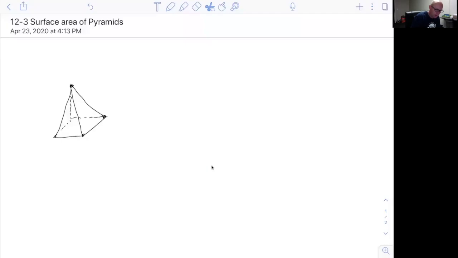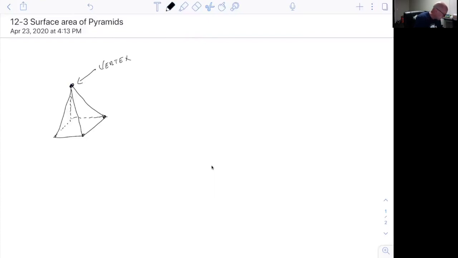I'll share the screen. We're going to do surface area of pyramids today. So kind of similar to what we've been doing, so it shouldn't take us that long to go over what we need to know for today. But first, let's just look at a pyramid here. A pyramid has the following characteristics. All the faces except the base intersect at one point called the vertex. So as you see here, this point that all these faces intersect, that's called the vertex.